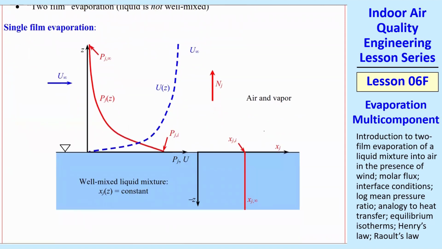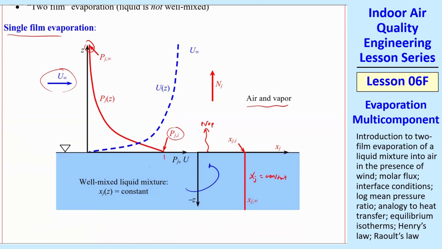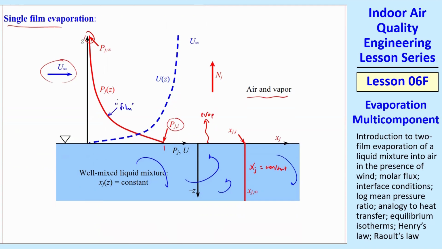Single film evaporation is the easier one to understand. We have evaporation occurring because we have this volatile liquid, and then there's a partial pressure curve here at the interface. It's PJI, and then it goes up to PJ infinity, which is roughly 0 in the boundary layer far above the surface. Meanwhile, we have a velocity boundary layer with some free stream speed U infinity. For a single film evaporation, we're saying that this xj here is a constant. So this liquid mixture is well mixed, so we assume there's a lot of currents around and mixing everything up. So there's one film in the air, but there's no film in the liquid because it's all just a constant.